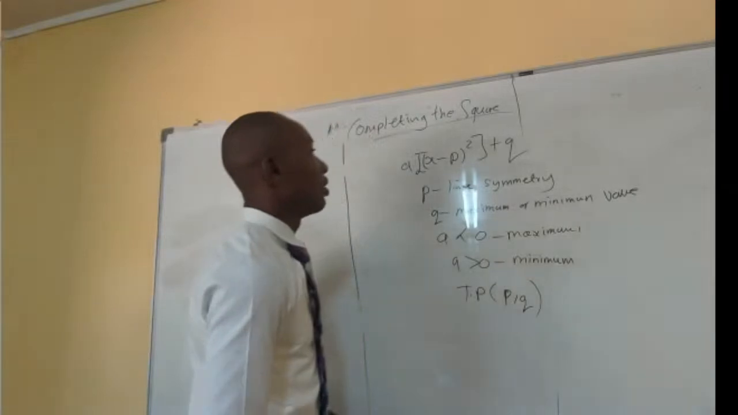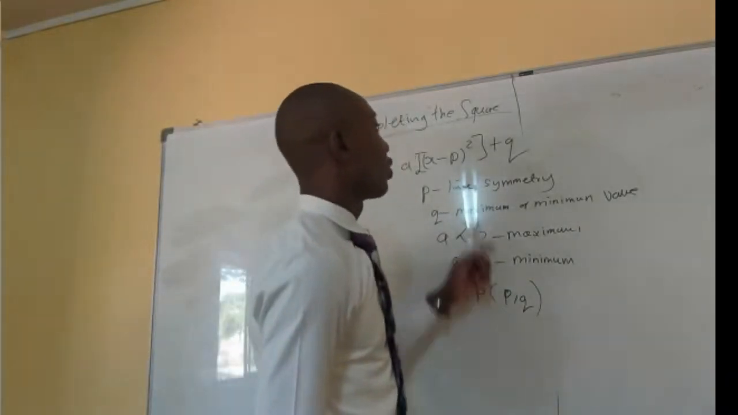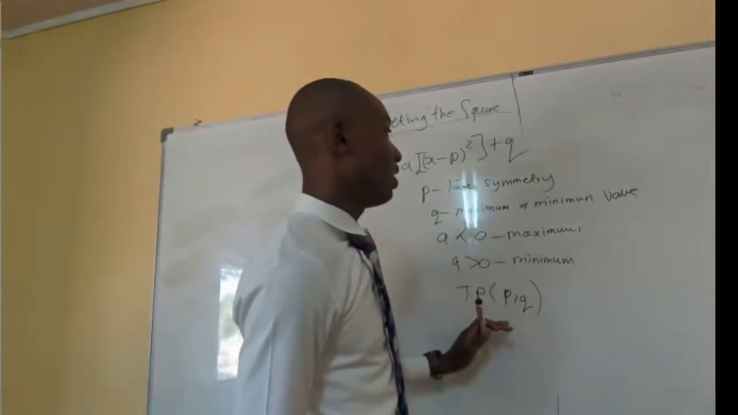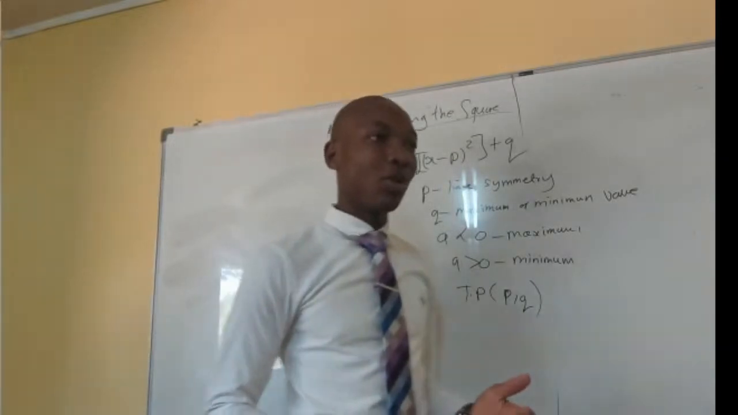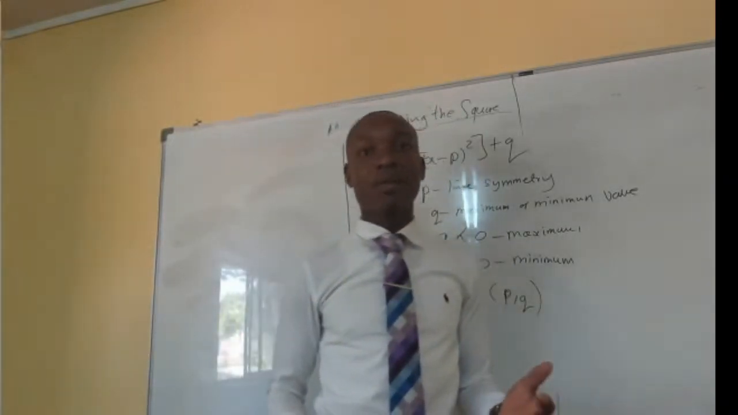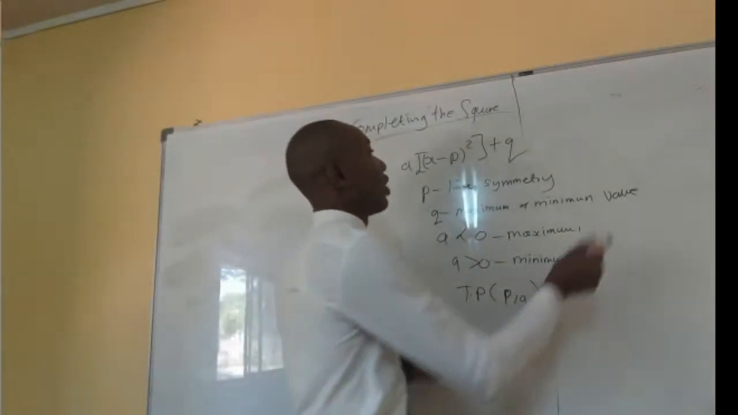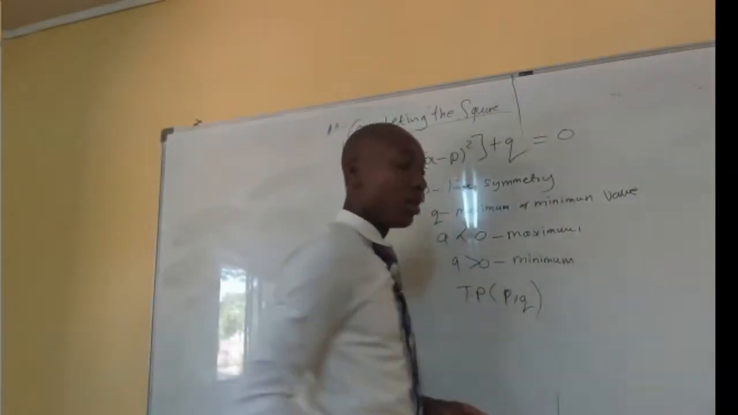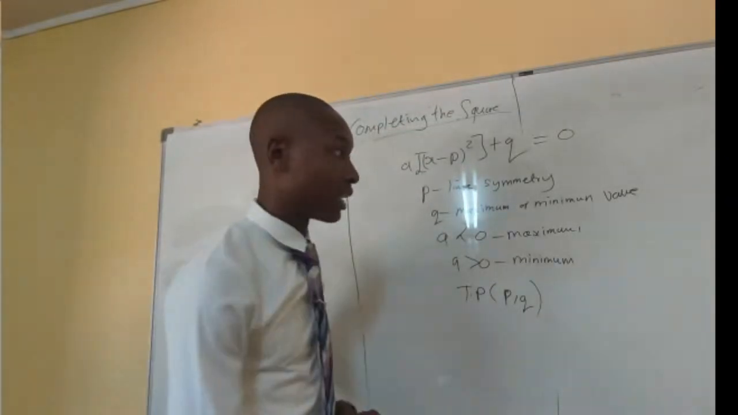Okay, so now what if you are asked to find not just the turning point, but the zeros? Either the zeros or you can call them the x-intercepts. To find the x-intercepts, we are going to equate these to 0, then we're going to solve for x.